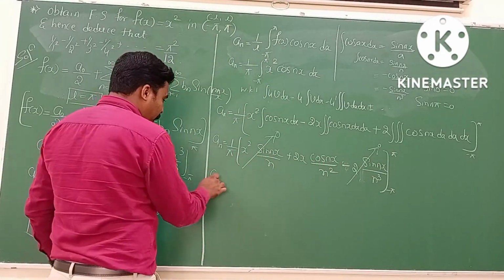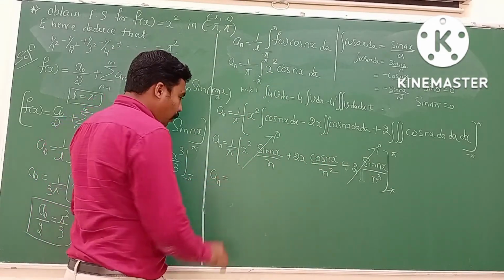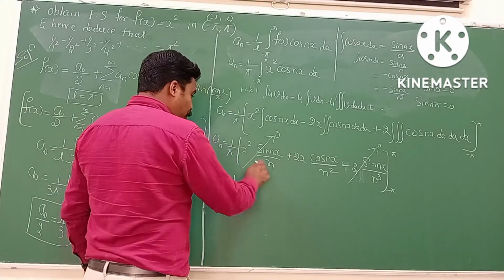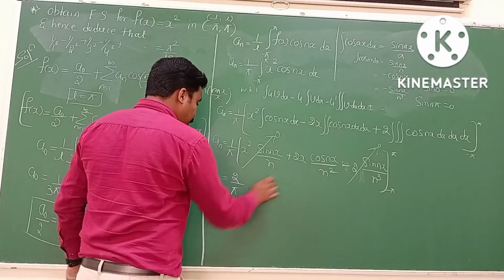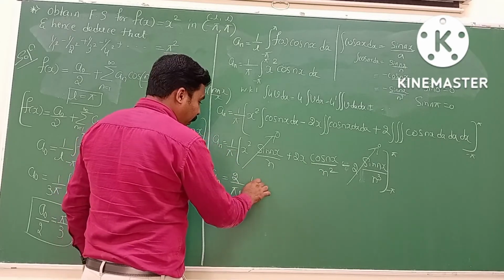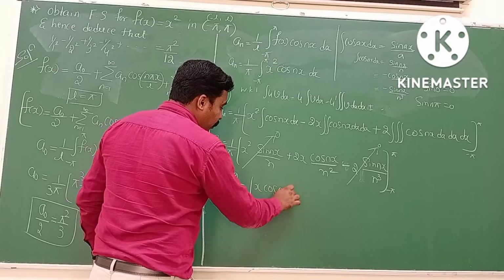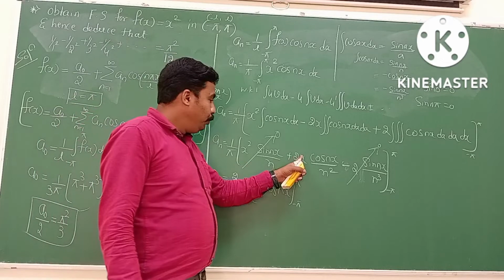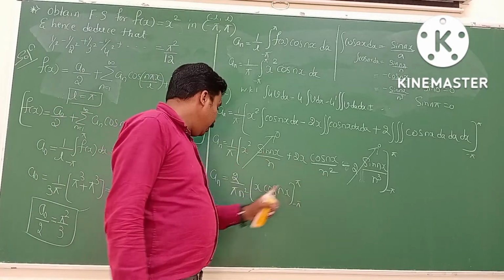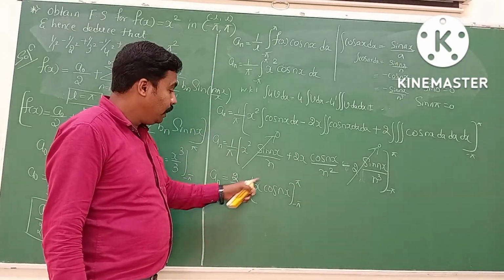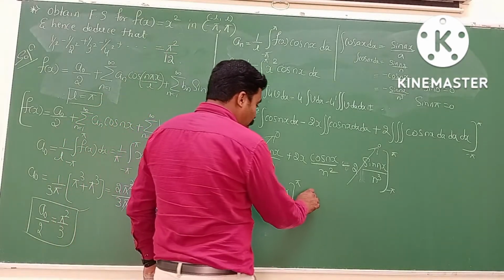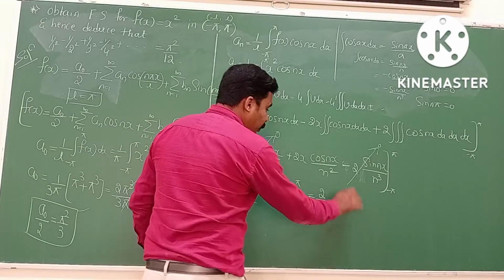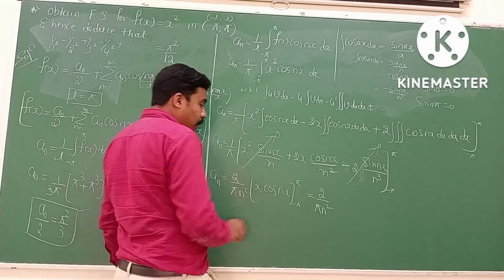So which terms are left now? a n equals 1 by pi. Thus 2 I will write outside and n square I will write outside. We are left with x times cos nx from minus pi to pi. The constant 2 written outside, the constant n square written outside, pi as it is, x cos nx. So if I operate the limits, what happens? 2 by pi n square.